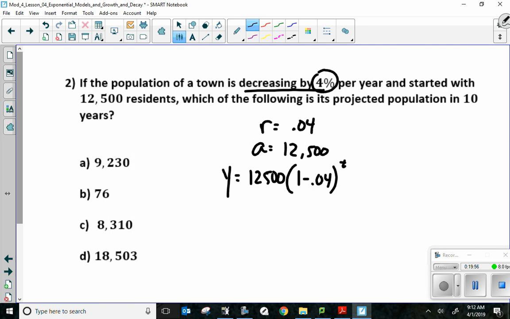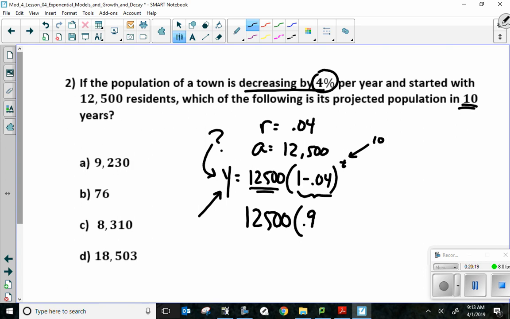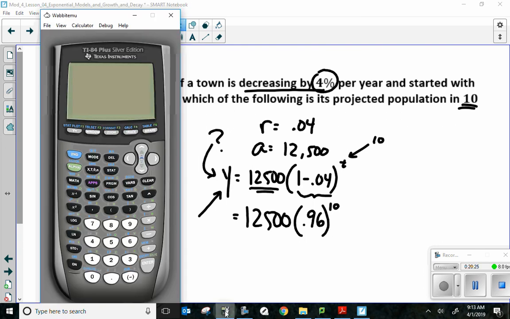Well, they're asking me, what is the end population? This is the beginning. We're trying to figure out the end. This is my time. What's my time? 10 years. So t is going to be 10. So 12,500. I can leave this 1 minus 0.04, or I can just call it 0.96 to the 10. I put that in the calculator, and I see what I get.